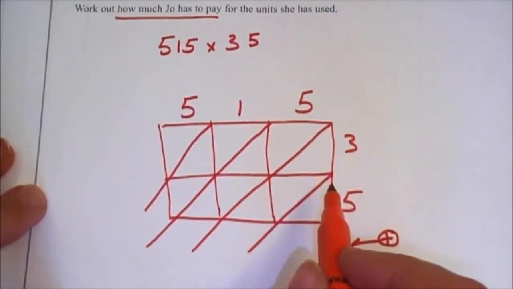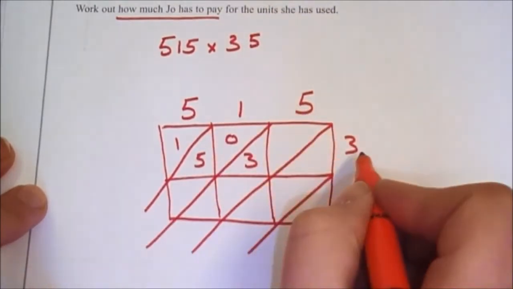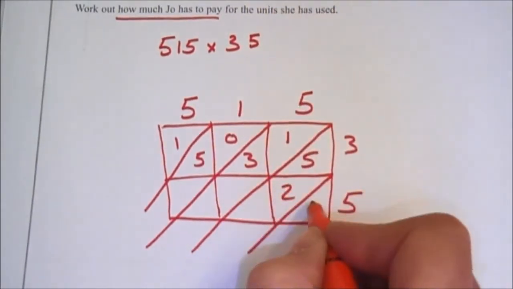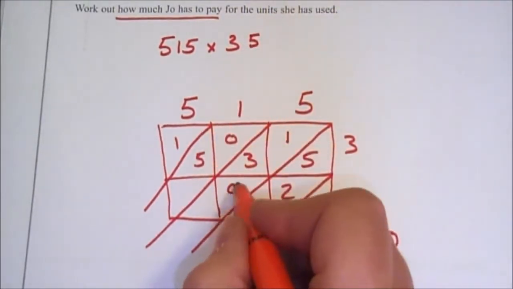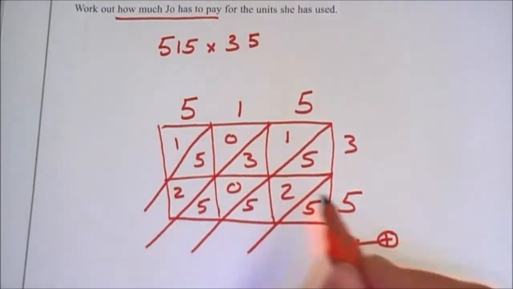So let's do the times in. 5 3s are 15. 1 3 is 3, 5 3s are 15. 5 5s are 25, 1 5 is 5, 5 5s are 25.